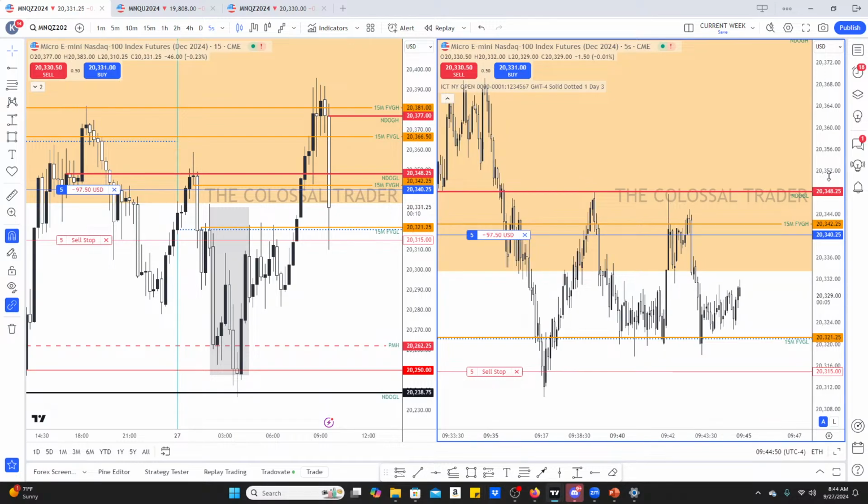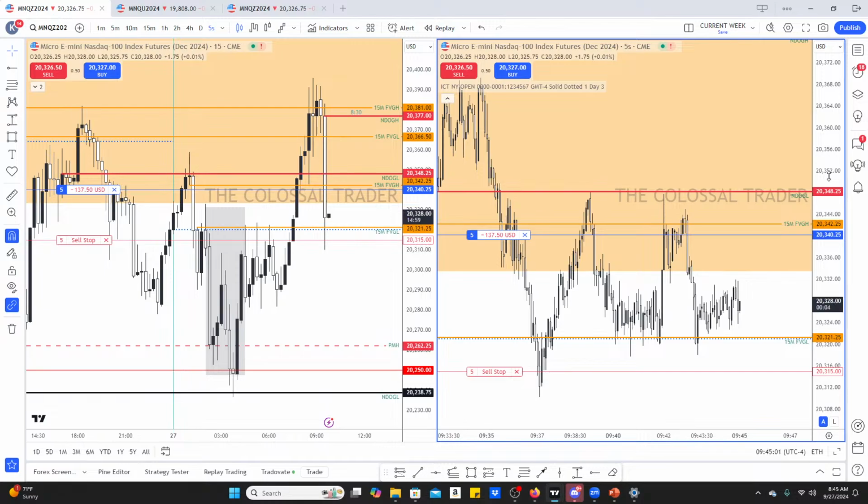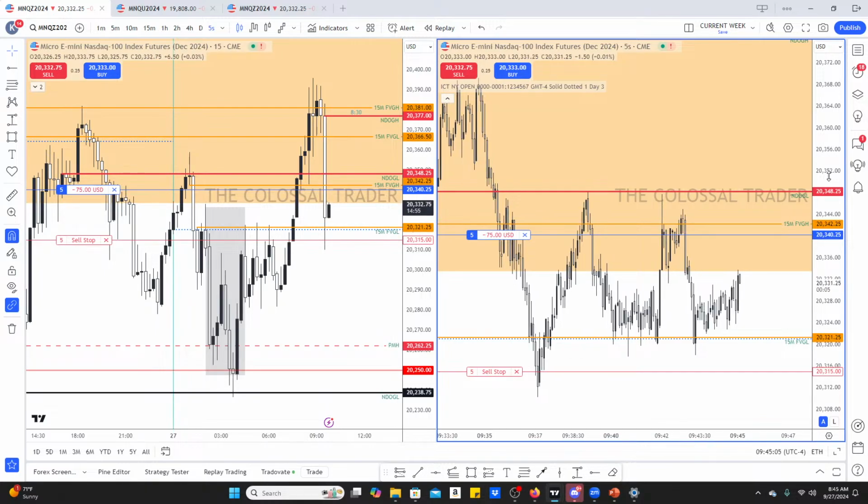So a better option would have been to wait till that 15-minute candle closes. Okay, so it closed within there, which is a good thing. But I want to see price leave this area aggressively.